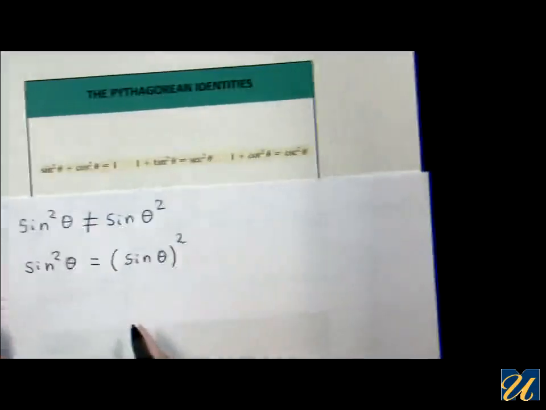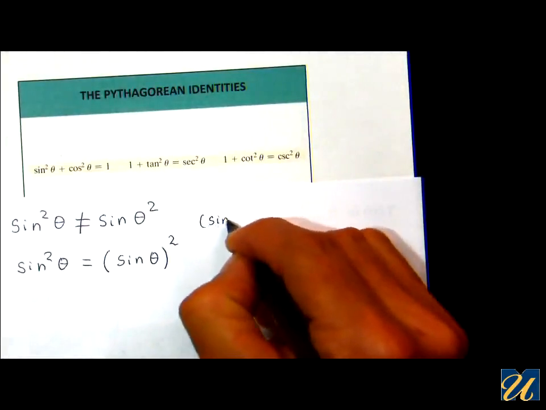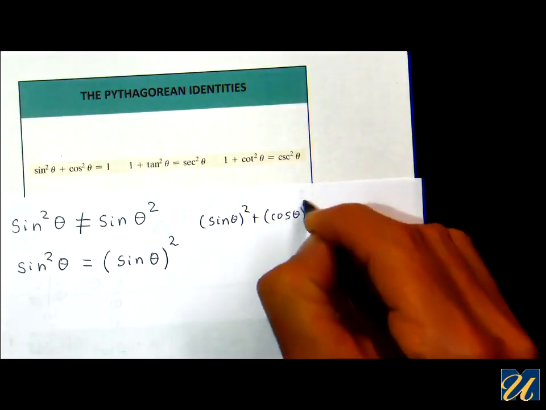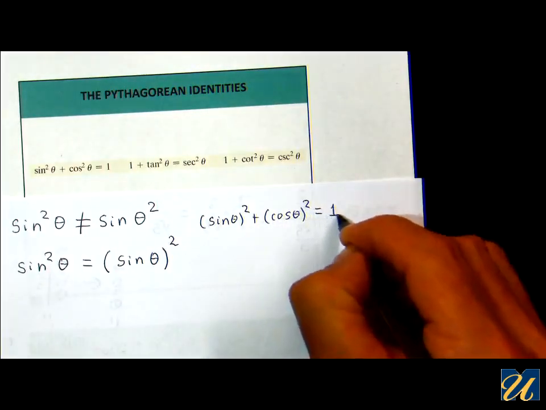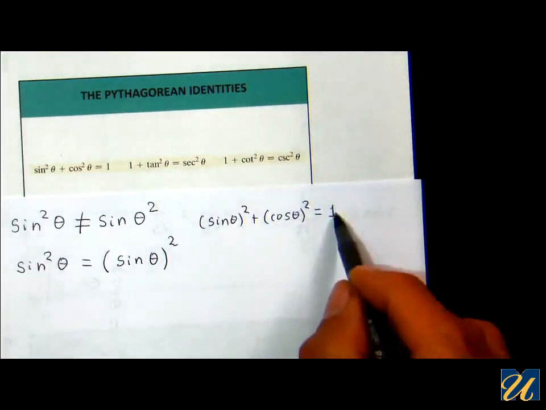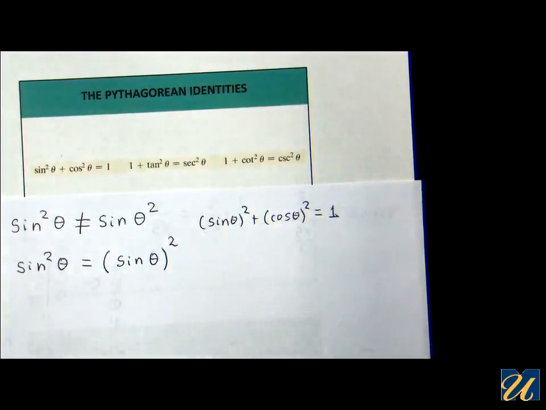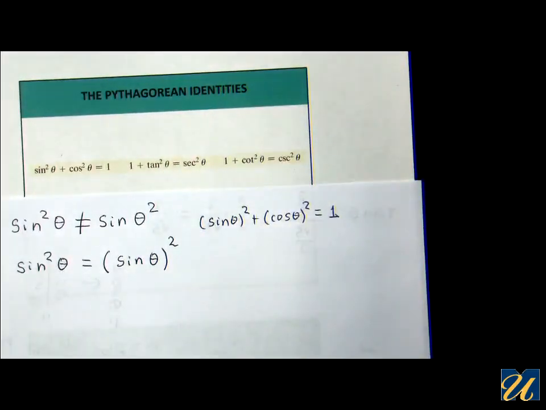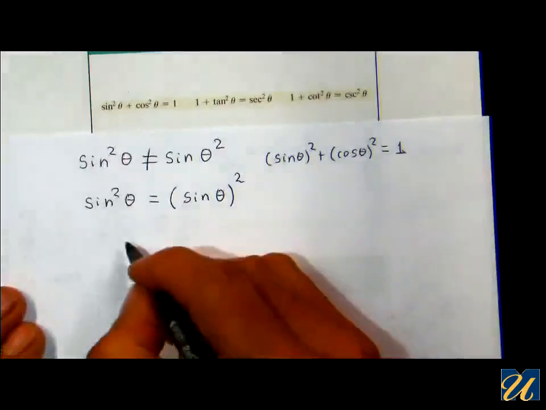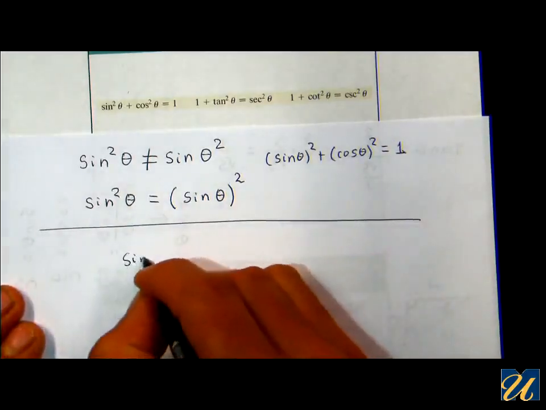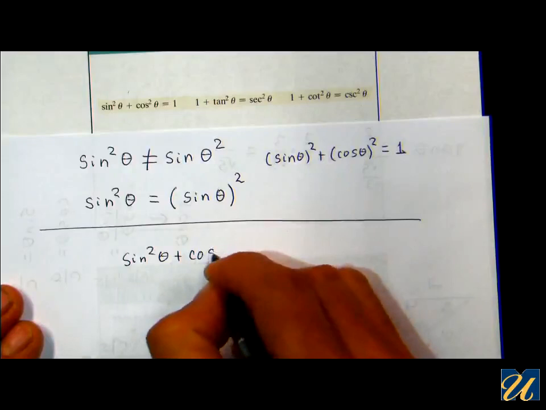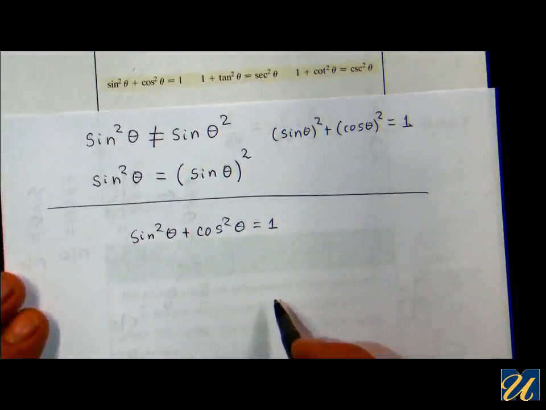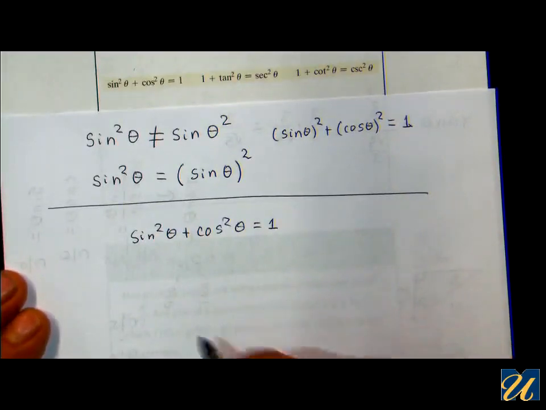So a different way to write the Pythagorean theorem is that the sine of the angle squared plus the cosine of the angle squared is always equal to 1. So 1 can be replaced by this expression and vice versa. We have two other Pythagorean identities here. I'll show you where one of them comes from. First, take your base relationship. Sine square plus cosine square is 1. From that, divide all terms by the cosine square.